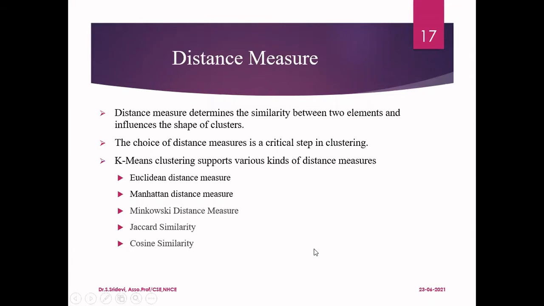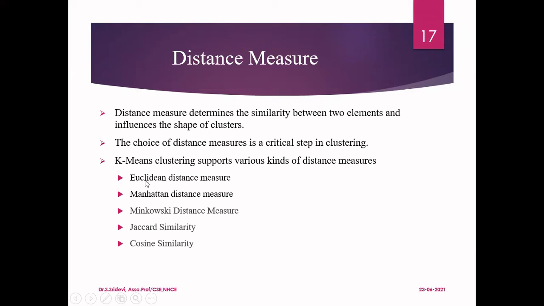Now, to calculate the cluster centroid in the K-means clustering algorithm, you can use a distance measure. There are so many distance measures available, and these distance measures are going to determine the similarity between 2 elements, and also they are going to influence the shape of the cluster. Whenever you go for K-means, the choice of the distance measure is a critical step in the clustering process. In the literature, there are different distance measures available. I have listed a few. These are the most widely used distance measures.